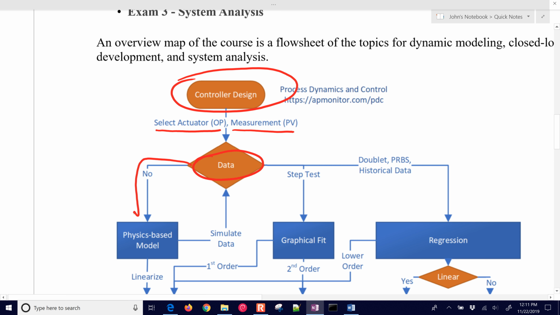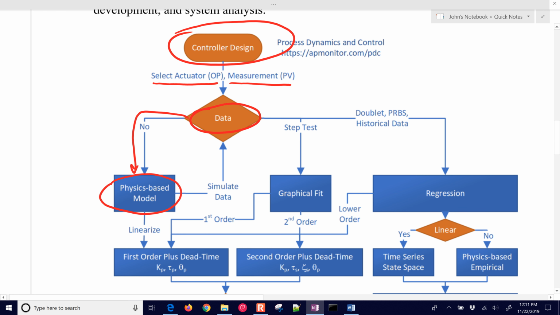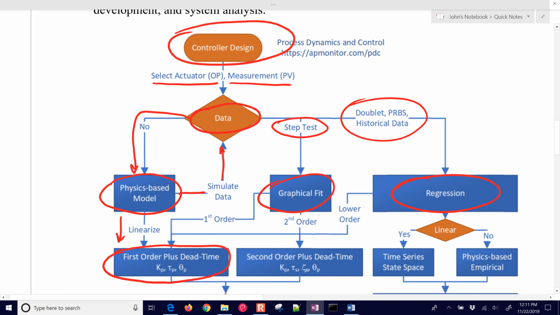If we don't have data, then sometimes we create a physics-based model that then we can linearize to come up with something like a first order plus dead time model. Or we can simulate that physics-based model, such as with a step test or doublet, a pseudo-random binary signal, or historical data. These are different ways to get, with a graphical fit or regression, first order models, second order models, or other lower order models.